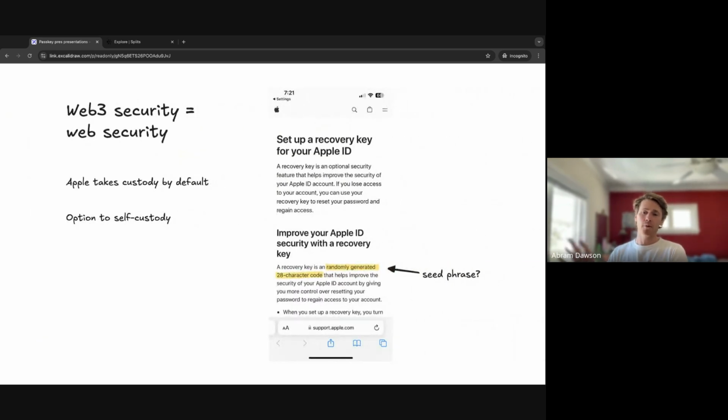And before jumping into the demo, this wasn't obvious to me at first, but as I've gone down this rabbit hole, I really strongly believe that Web3 security is just web security at the end of the day. Apple takes this stuff super seriously. What ends up happening with your iCloud is Apple actually takes custody of your iCloud account by default. And if you want to self-custody, your recovery keys can be a randomly generated 28-character code. It sounds a lot like a seed phrase to me, right? That is the state of the art way to solve it. Apple's like, hey, if you want to take self-custody of your account, print out this seed phrase. And that is what actually grants you custody instead of Apple custody.